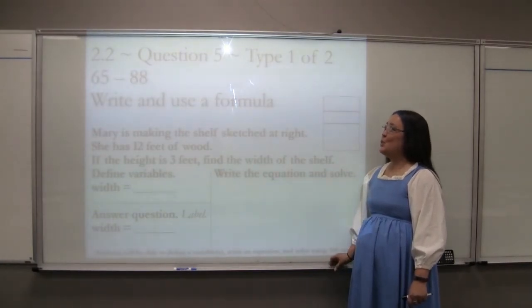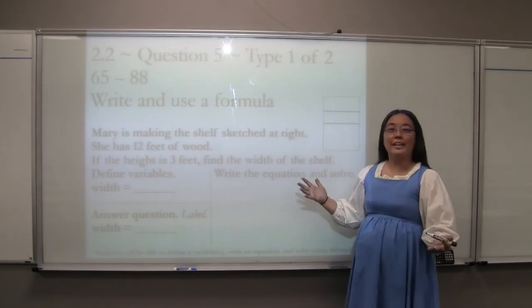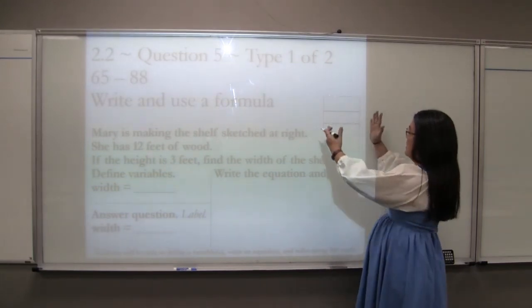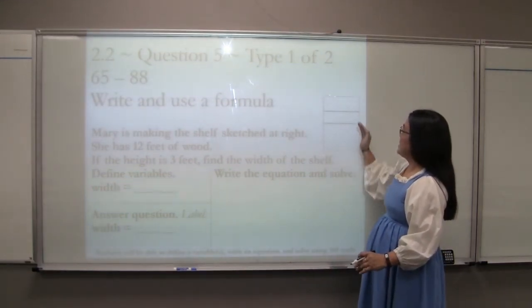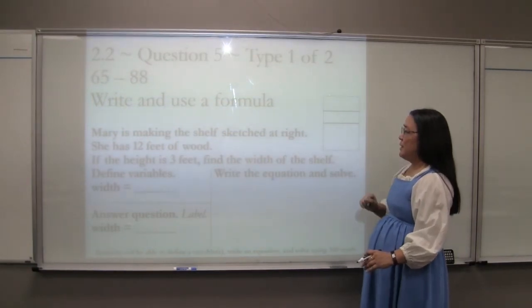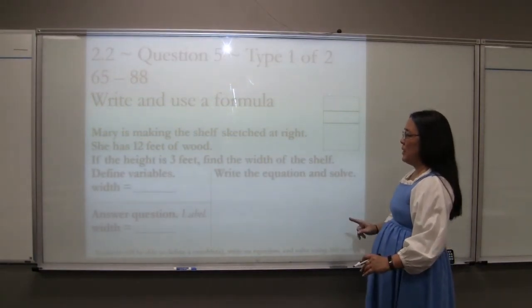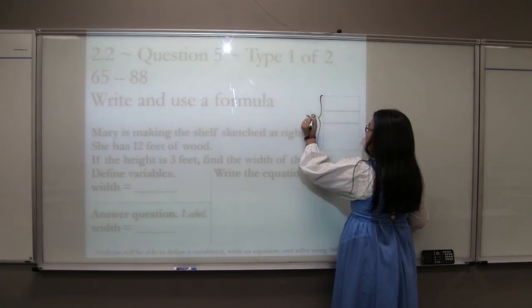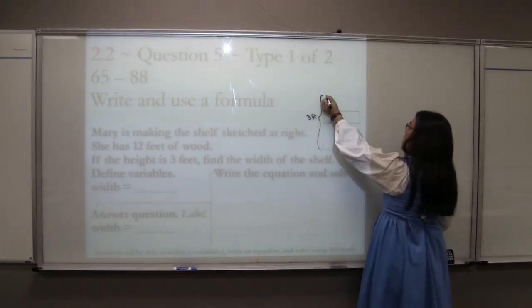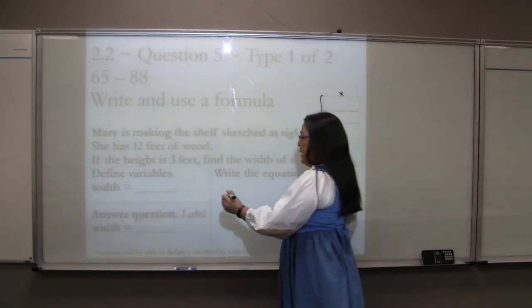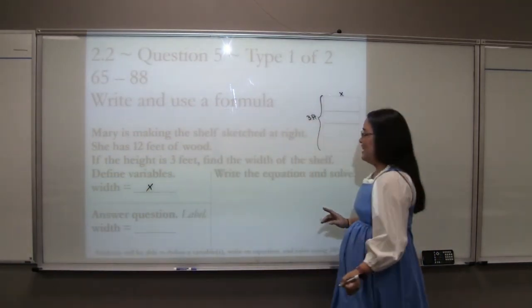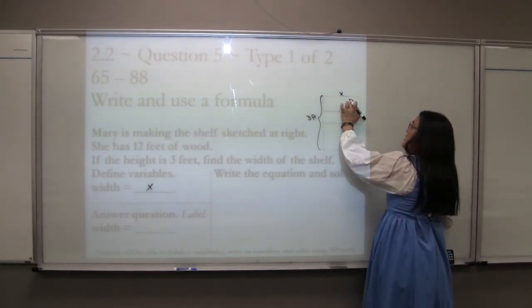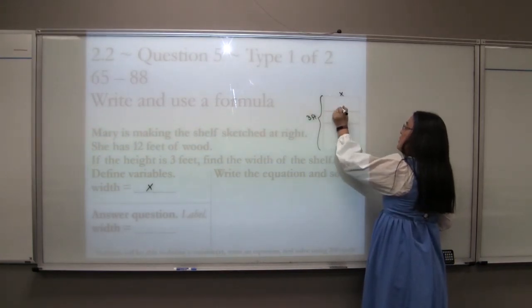Chapter 2, Section 2, Question 5, Type 1 of 2, right? And use a formula. So we have a picture here of a shelf. So this is looking at it straight on the front. We have the left side, the right side, and we have all the shelves here. Mary is making a shelf sketch to her right. She has 12 feet of wood. If the height is 3 feet, so if this is 3 feet, find the width of the shelf. We don't know the width of the shelf, but we could call it X. X is our favorite variable, yay. So some people will say X plus 3 equals 12, and that's not enough, because this is a shelf of length X. This is a shelf of length X.